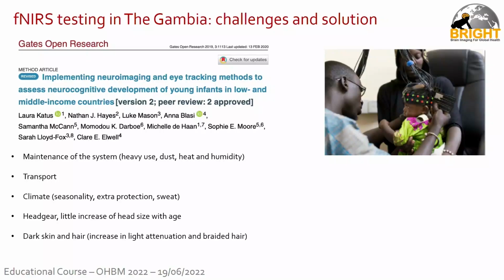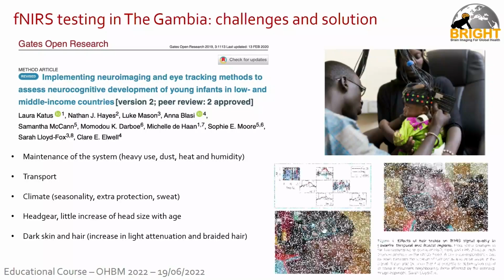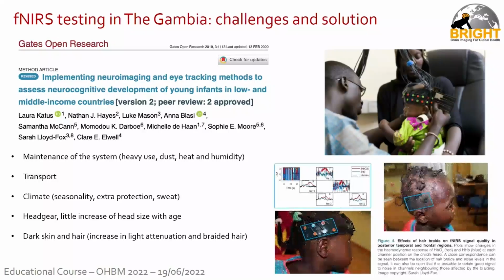You have to take into account that they have dark skin and hair in this population, so of course that increases light attenuation, and there is braided hair. As you see here, you can easily see where the optode was placed on one of those knots and where actually the channels were perfectly fine. So again, we had to hire a hairdresser to undo all the knots, or we have to make a decision to put the optodes in between the knots in order to be able to get sensible data.